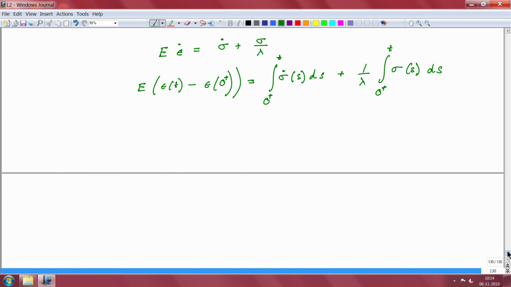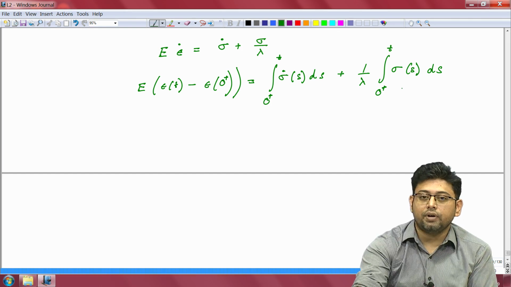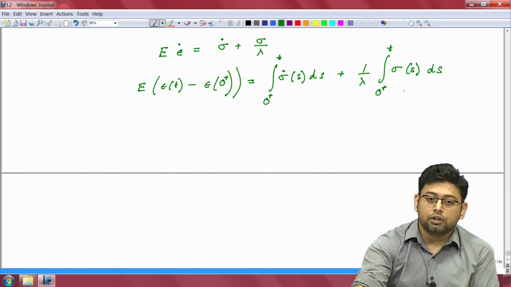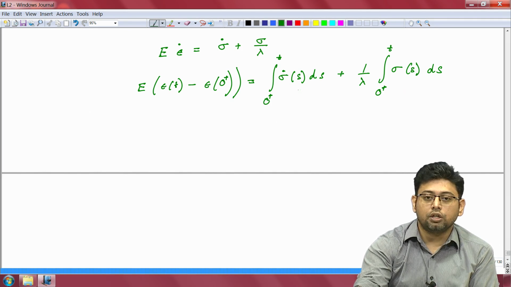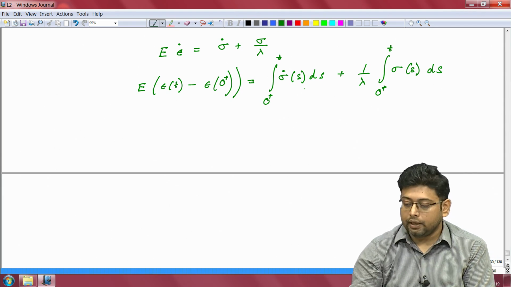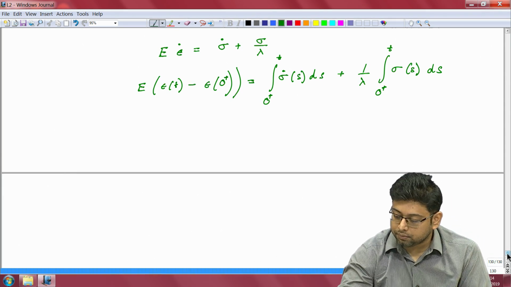So, now you have a functional form which has a derivative of the stress here, but you have another one which just has a derivative, right. So, here we can actually convert this second term on the right hand side into an analogous form with sigma dot if we apply integration by parts, right.